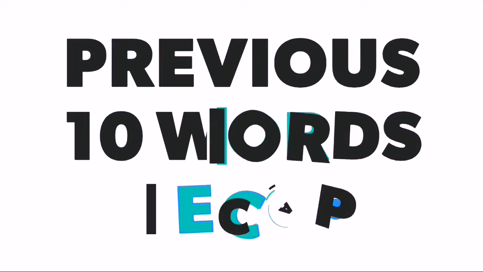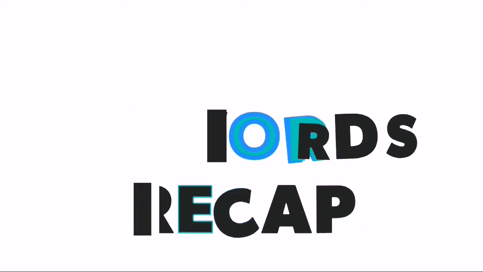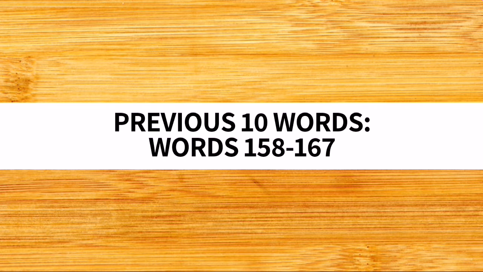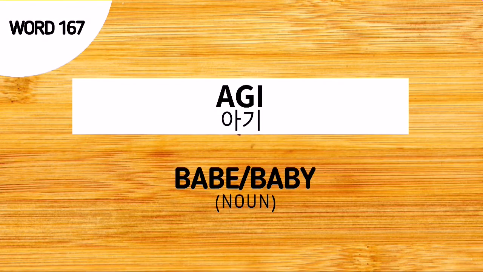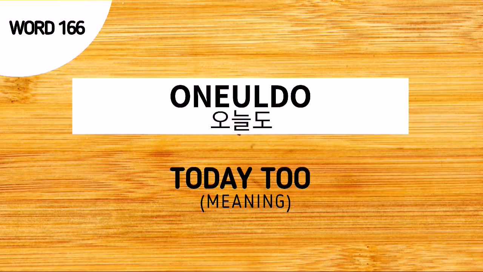Now let's proceed to the previous 10 words recap. As of now, the previous 10 words are words number 158 to 167. But don't forget our word for today, word number 168, 나도, which means me too. Word number 167 is 아기, and this is the Korean noun for baby. Word number 166 is 오늘도, which means today too.